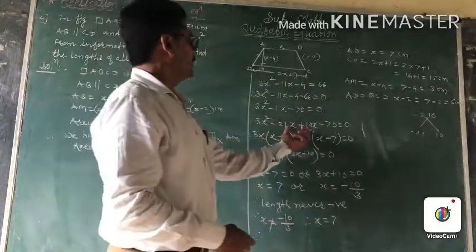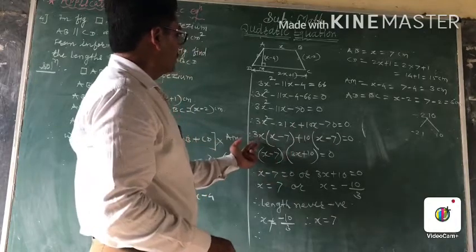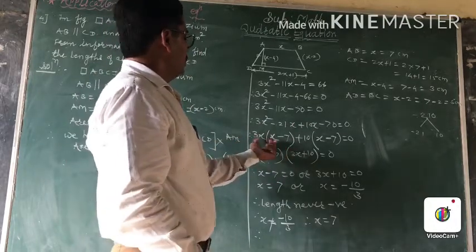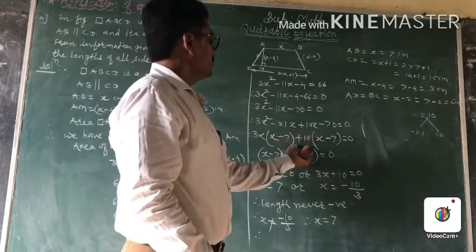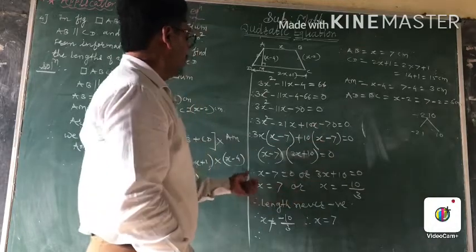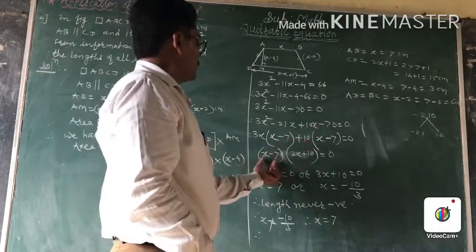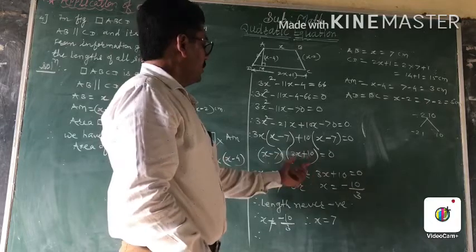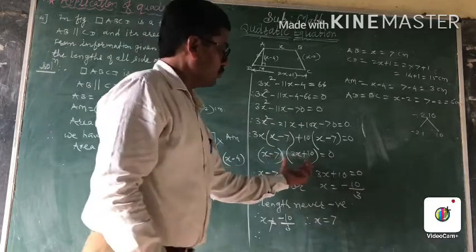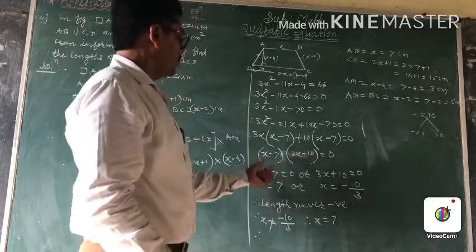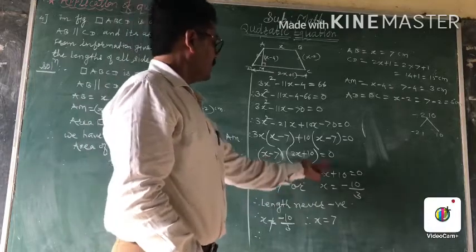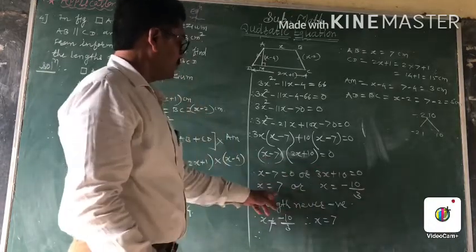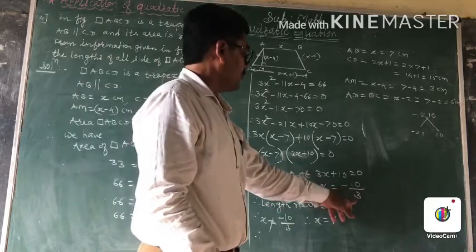Then splitting the middle term in this form and taking 3x as common, x minus 7. Here plus 10 is common, and what remains is x minus 7. x minus 7 is common, 3x plus 10 is remaining. The multiplication of two factors is equal to 0, therefore one of them may be 0, another may be 0. Therefore x is equal to 7 or x is equal to minus 10 by 3.